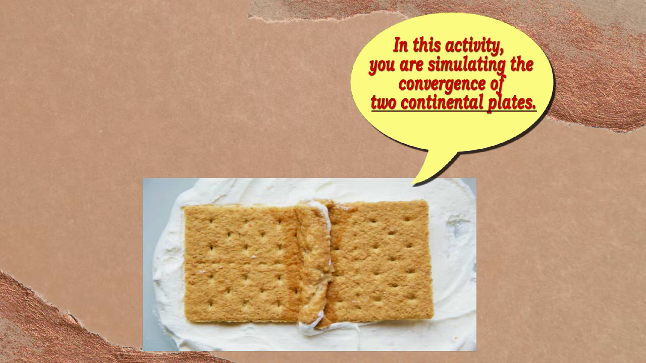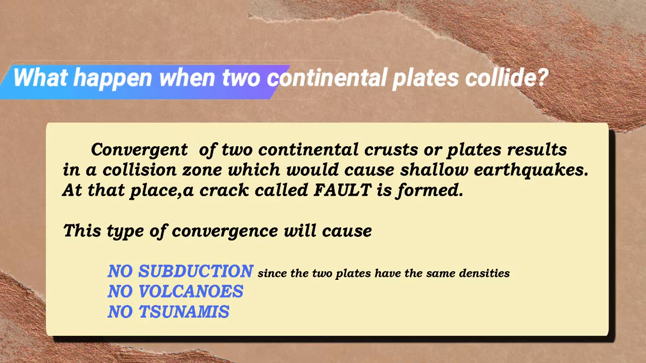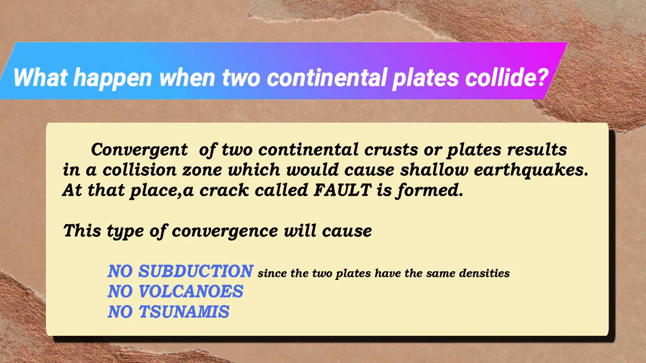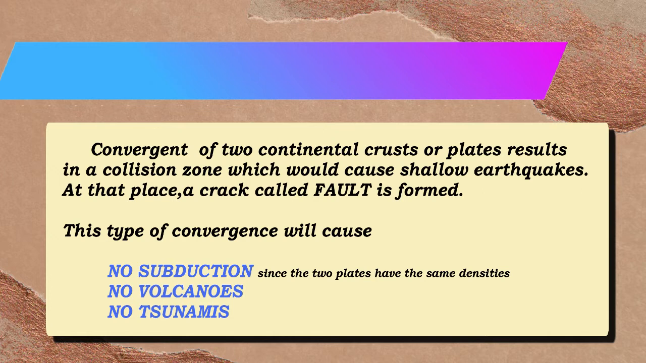So, what happens when two continental plates collide? Convergence of two continental crusts or plates results in a collision zone which would cause shallow earthquakes. At that place, a crack called a fault is formed. This type of convergence will cause no subduction since the two plates have the same densities. There will be no volcanoes formed, nor tsunamis. The convergence will result in a group of highlands that we call mountain ranges.